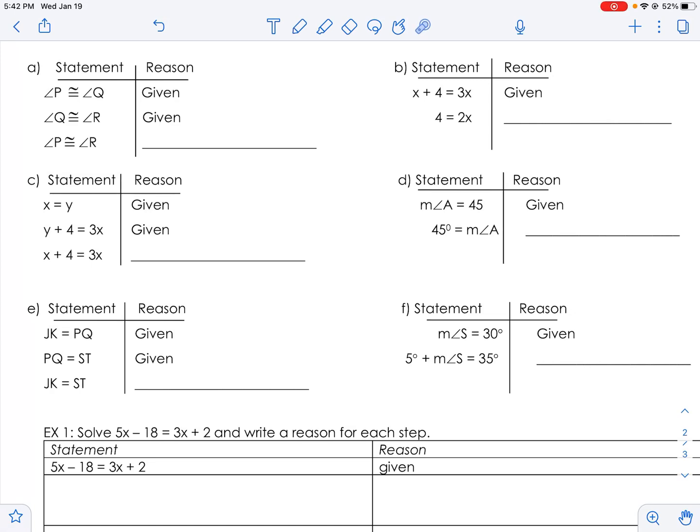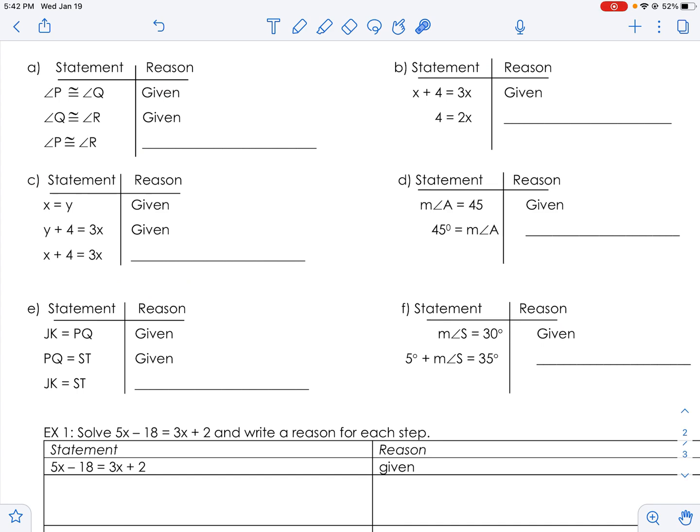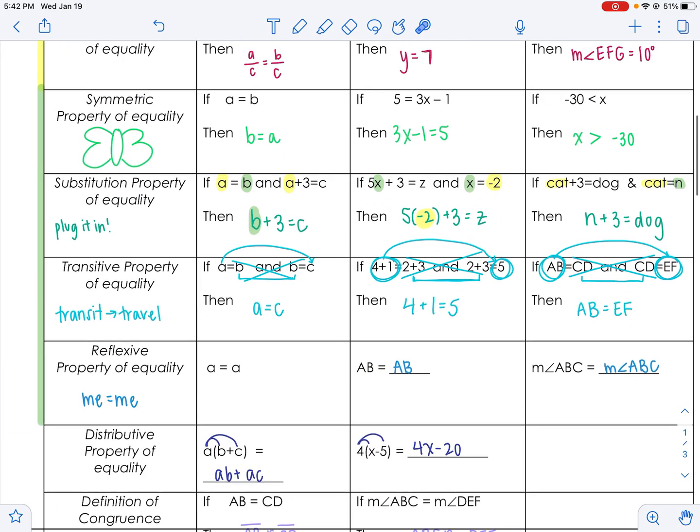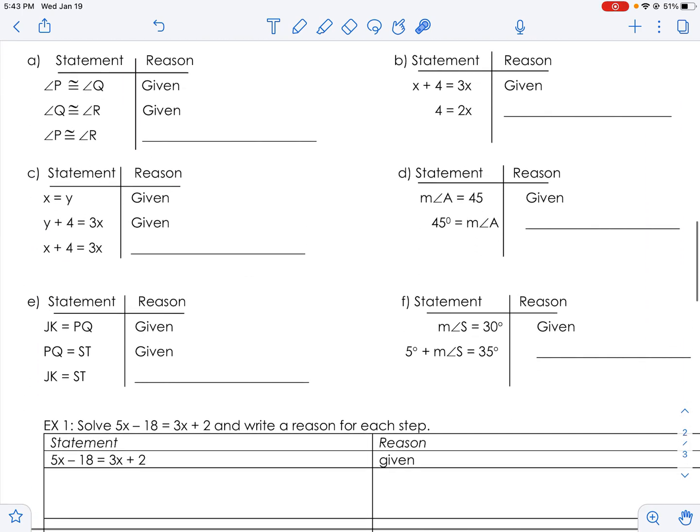So let's take a look at some examples. Now, if you notice that all of these have these t-charts, and if you look at all of these examples with these t-charts, it's all statement, reason, statement, reason, statement, reason. These are what are called two-column proofs. Two-column proofs because they have two columns: statements go on the left and reasons go on the right. And all of our reasons were all these properties that we had right up here.